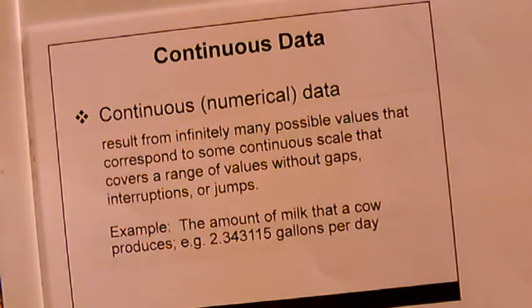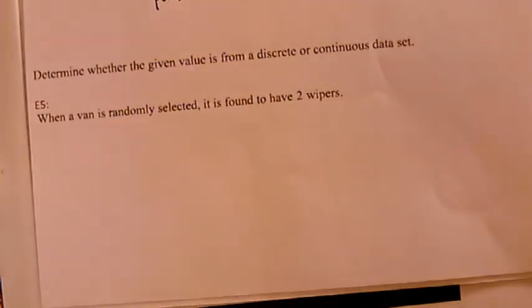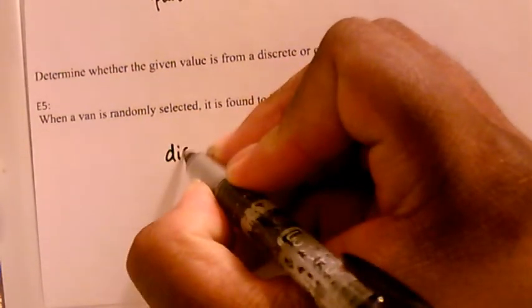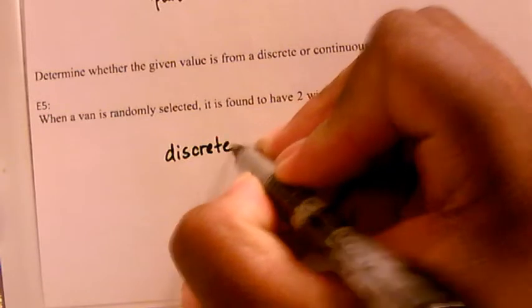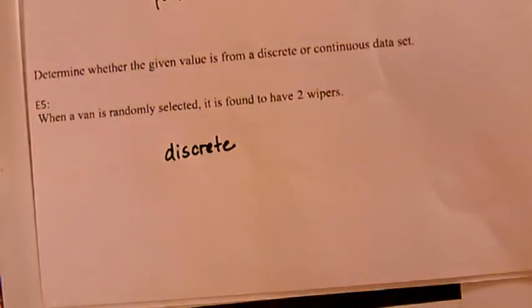Okay, let's look at a couple of examples that deal with discrete and continuous data. Like this example, determine whether the given value is from a discrete or continuous data set. In this case, when a van is randomly selected, it is found to have 2 wipers. Here we can count the number of wipers on this particular van. Anything that can be counted is discrete. So this data value is discrete. So that came from a discrete data set.